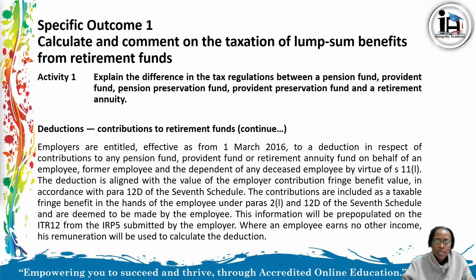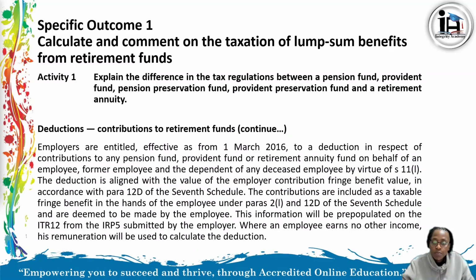Employers are entitled, effective as from 1st March 2016, to a deduction in respect of contributions to any pension fund, provident fund, or retirement annuity fund on behalf of an employee, former employees, and the dependants of any deceased employee by virtue of section 11I. The deduction is aligned with the value of the employer contribution fringe benefits value in accordance with paragraph 12D of the 7th schedule. The contributions are included as taxable fringe benefits in the hands of the employee under para 2.1I and 12D of the 7th schedule and are deemed to be made by the employee.